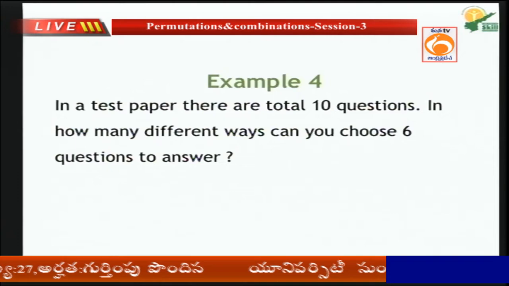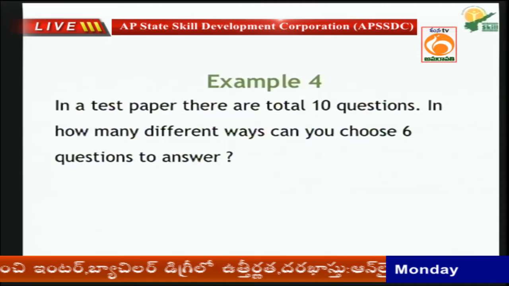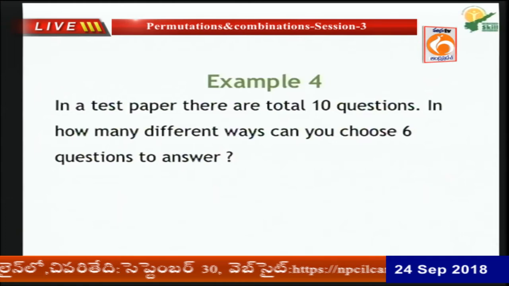It is so simple. You have 10 questions and among them you are going to answer only 6 questions. So it is better to understand what this is technically and then do the combinations. So I'm just going to explain. Don't do all these things in the examination. This is only for your understanding.